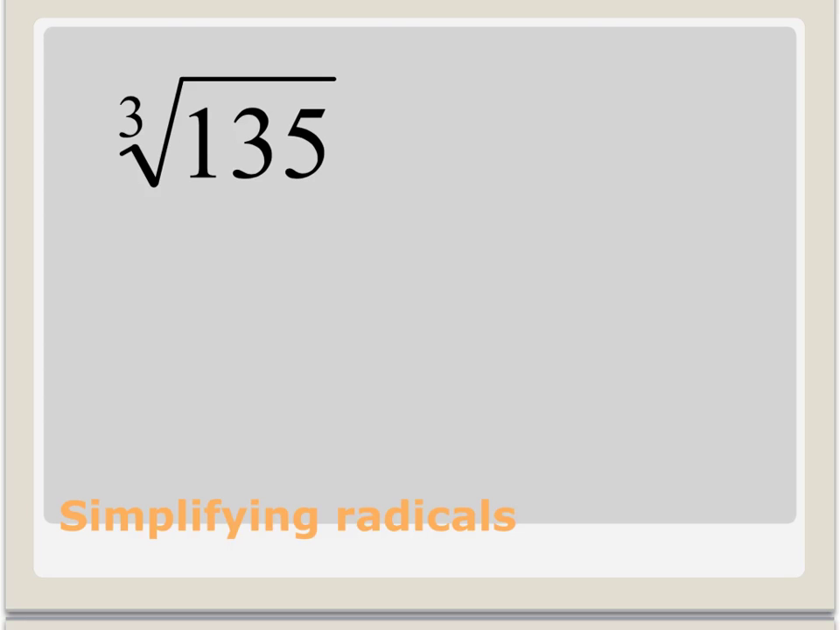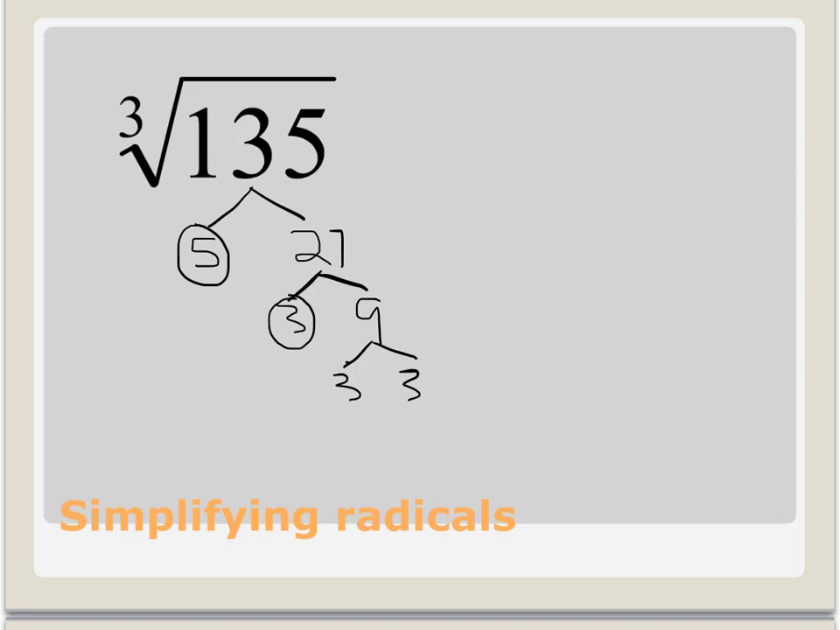So we need to simplify the third root of 135. So we need to factor that 135. 135 is 5 times 27. So there's an end of our branch. 27 is 3 and 9. So there's another end of our branch. 9 is 3 and 3. So here are all the ends of our branches.